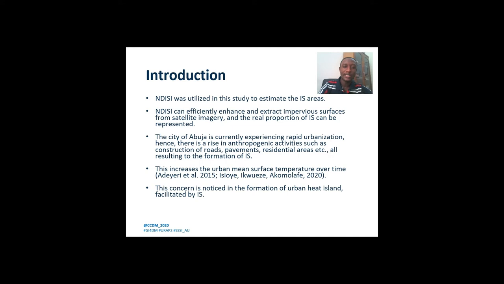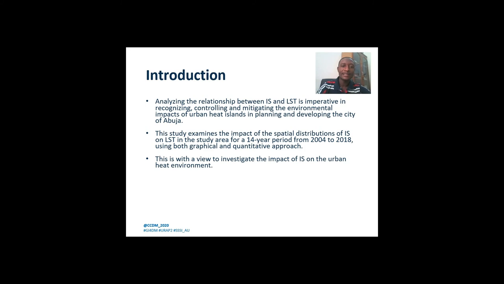The city of Abuja is currently experiencing rapid urbanization, and so there is a rise in anthropogenic activities such as construction of roads, pavements, and residential areas. All of these give rise to the formation of impervious surfaces. The impervious surface increases the urban mean surface temperature over time, and this concern is noticed in the formation of urban heat islands facilitated by impervious surfaces. Analyzing the relationship between impervious surface and land surface temperature is very important in recognizing, controlling, and mitigating the environmental impacts of urban heat islands in planning and developing the city of Abuja.